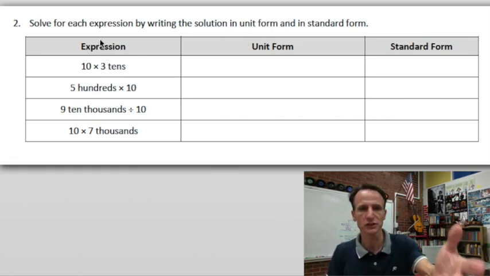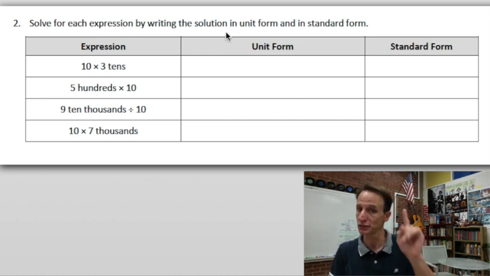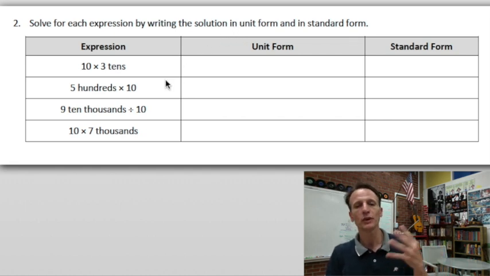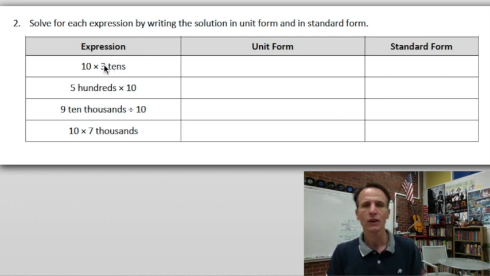We're going to solve for each expression by writing the solution in unit form and in standard form. So basically now you're doing the same thing we did in 1A and B, but without the place value chart. So let's look at this and see how it works. So if we're doing 10 times 3 tens, picture the place value chart in your mind.